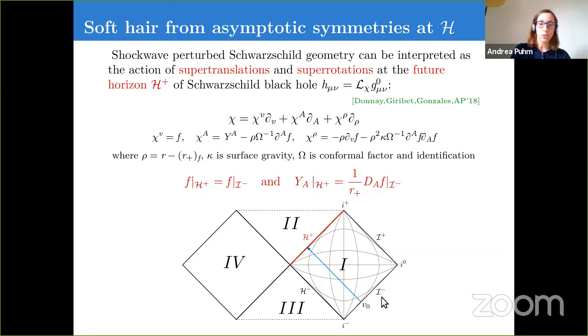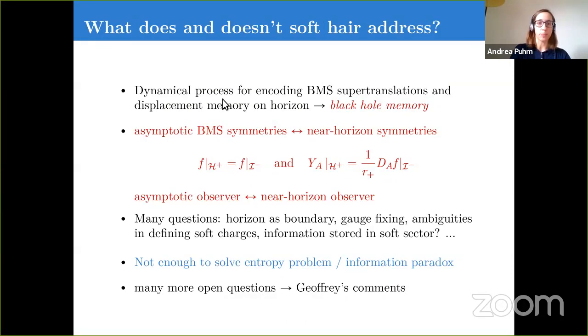And so the relation between the action of asymptotic symmetries at past null infinity and at the future horizon is that supertranslations at past null infinity become supertranslations at the future horizon, while supertranslations at past null infinity also turn on superrotations at the future horizon. So this was just some comments on how the dynamical process of encoding BMS supertranslations and soft hair can be realized.